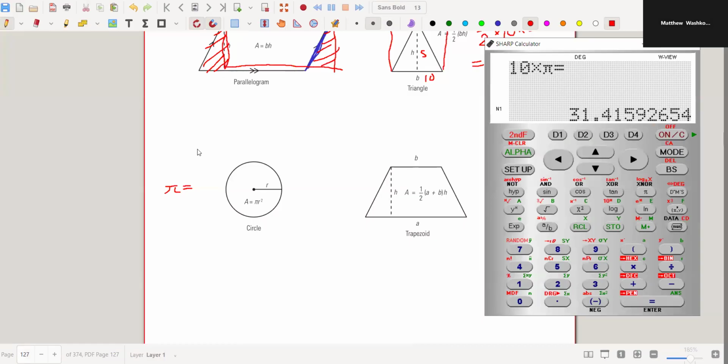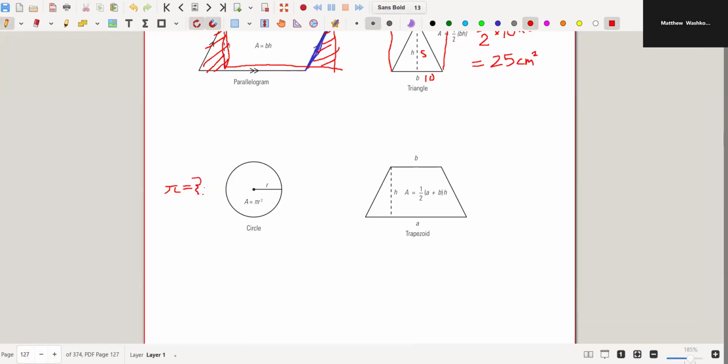It'll give you a number value. So technically we say it's like 3.14, but your calculator can do the heavy lifting for you here. So when we're looking at this, the area of the circle is pi times radius squared. When you see this little 2 here, this is saying that this is r times r.